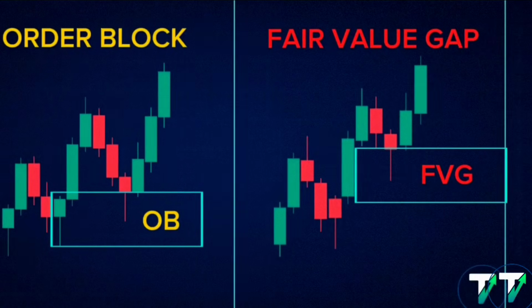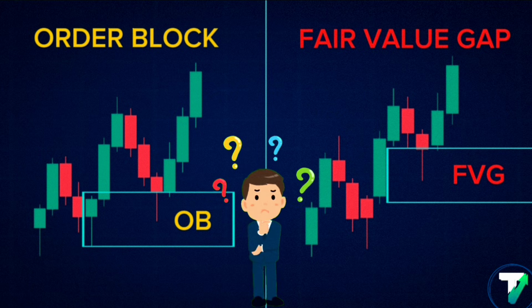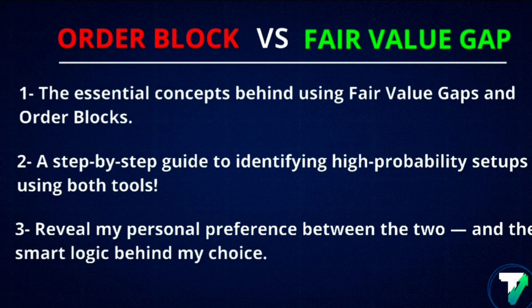FVGs are powerful, but they're not always reliable alone. That's where order blocks come in. Let me explain why this second tool might give you even more precision. And remember, at the end of this video, I'll tell you which one I actually use. And it's not just based on theory, it's based on what gets results.